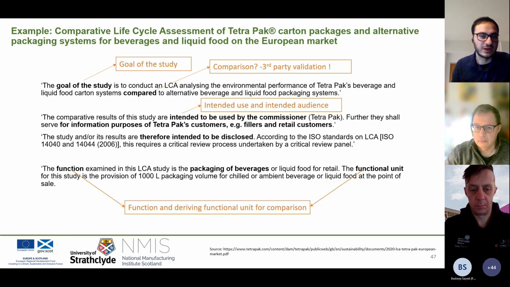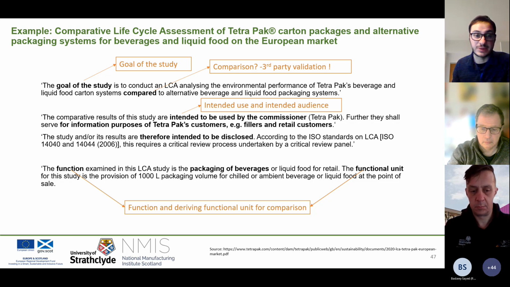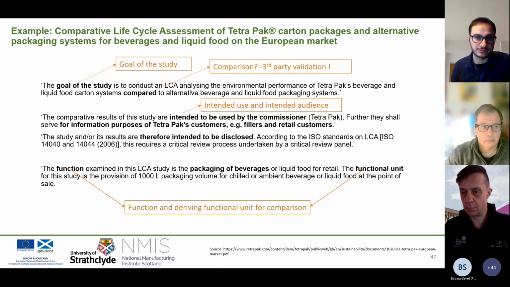And of course, the function examined in this life cycle assessment is the packaging of beverages, and the functional unit is 1,000 liters packaging volume for chilled or ambient beverage. So we see that we have a specific function, and then we derive the functional unit for comparison. The interesting thing is that although we're talking about small beverage packaging, let's say half a liter or 1 liter, the functional unit is 1,000 liters. And that is the way we can actually have comparison between things that are different.